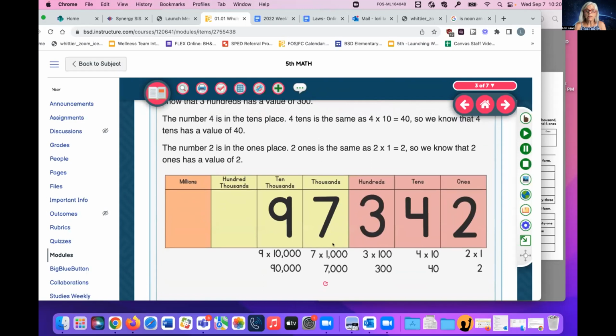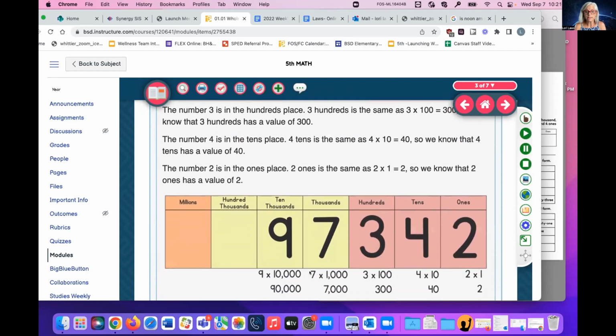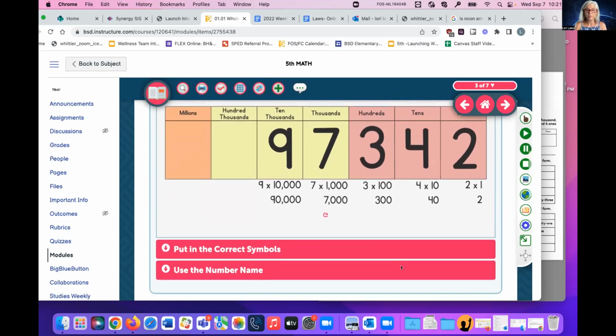So you keep going with each value. Now we write the value of the other digits. The number 7 is in the thousands place, which is like 7 times 1,000 or 7,000. The digit 3 is in the hundreds place. 3 times 100, 300. The number 4 is in the tens place. 4 times 10 or 40. And the 2 is in the ones place. 2 times 1 or 2.